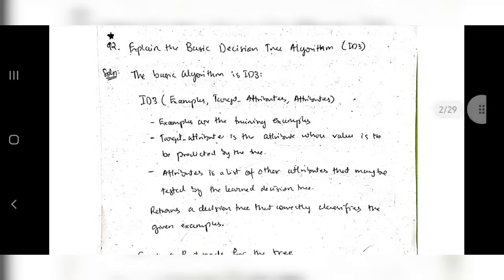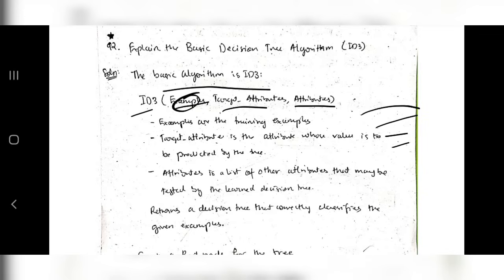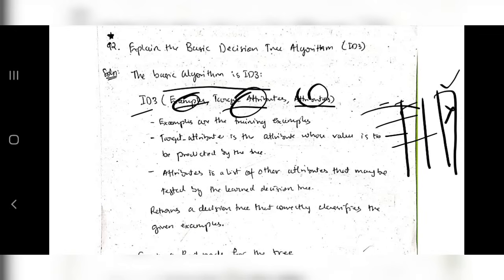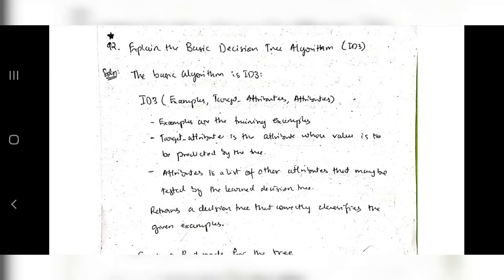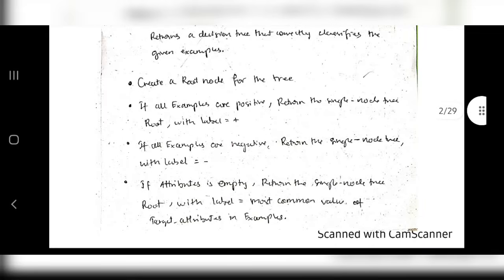So you have to first write the basic algorithm. ID3 will have examples, target attribute and attributes. Examples are the row values which you consider. Target attribute is the final column value, classification, yes or no. Attributes are the middle values, whatever is present in the columns. Okay, that is known as attributes. So the same thing is mentioned here, and the actual algorithm starts from here.